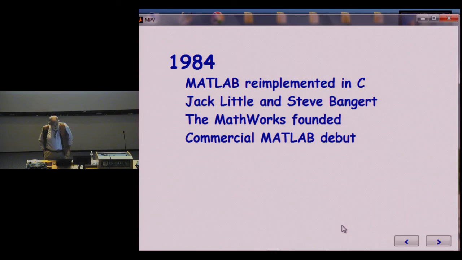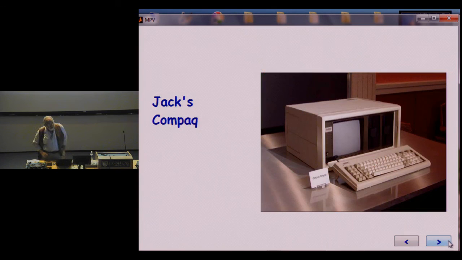Little started the company and was mainly interested in the software. He did his development on this compact portable computer. At first, it didn't even have a hard drive. He had to flip floppies in and out.